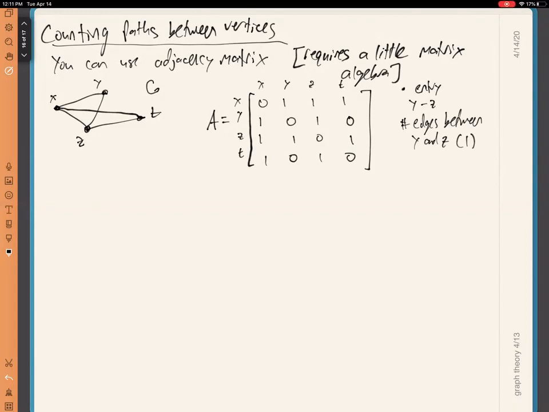And similarly, I have no edge between, for example, t and y. So the entry t, y is also the number of edges between t and y. Right, and so what does it mean to have an edge between two vertices? That's the same as a path of length one.